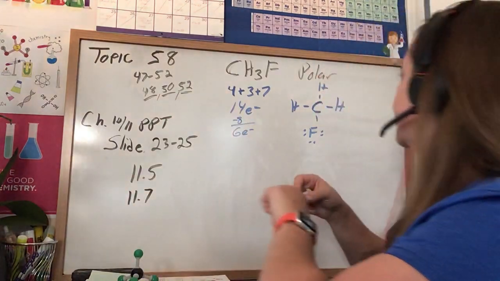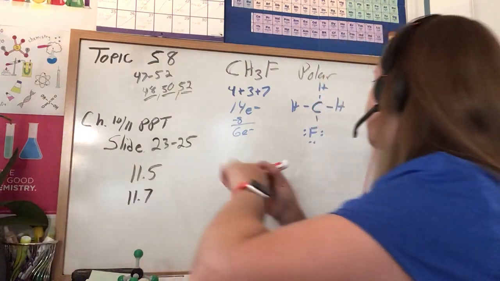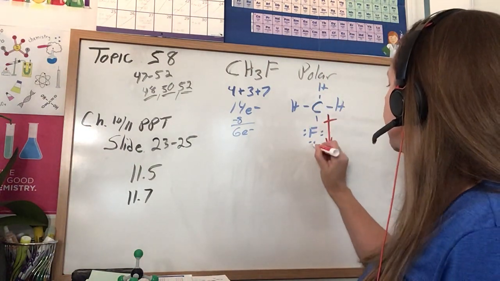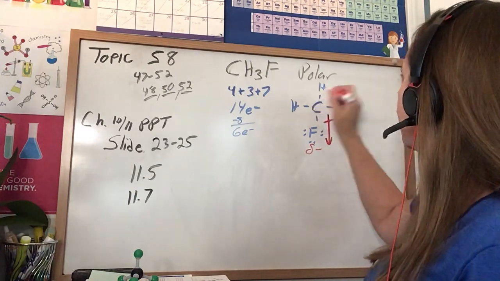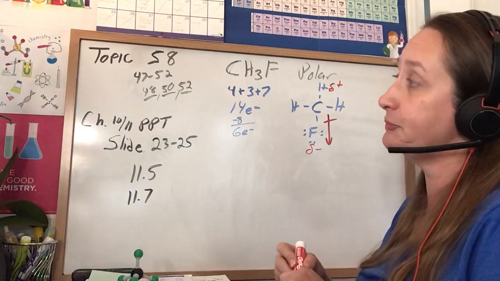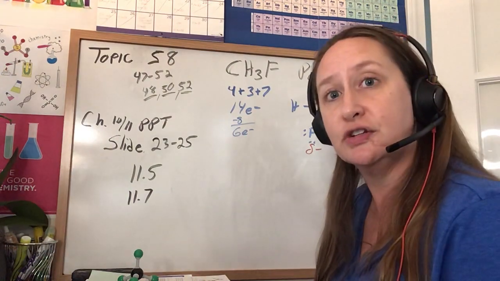But in this case, there's going to be a separation of charge where the electrons are going to be pulled more toward the fluorine. So this side's going to be more negative, and then this whole side of the molecule is going to be more positive. Okay, so that's how I would explain that for somebody for question 48.